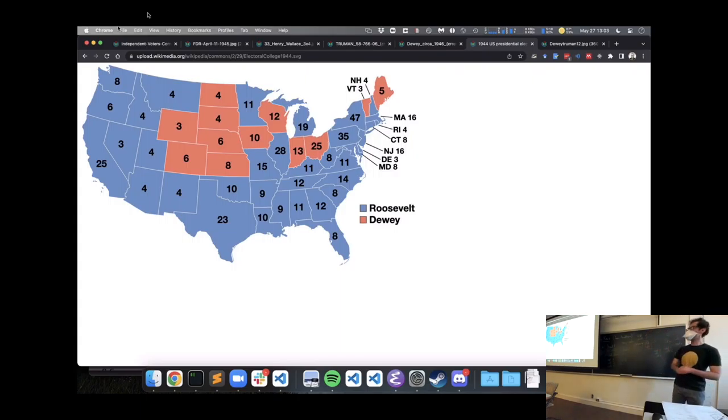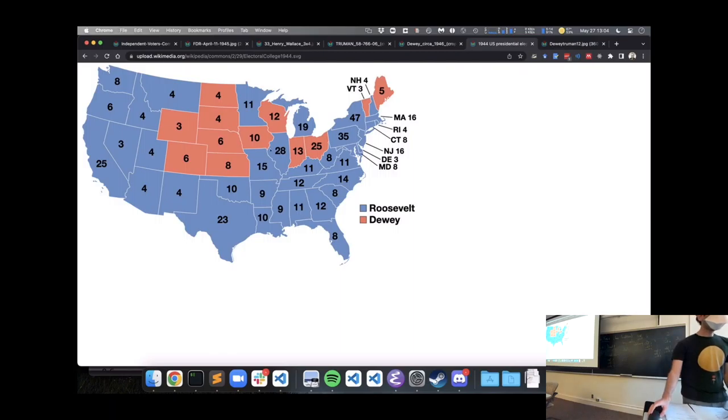And after these four terms of Roosevelt, political leaders decided they weren't fond of the same person being elected president over and over again, and we got the Constitution amended to actually make it part of the rules that you could only do two terms, rather than just the thing that people did.